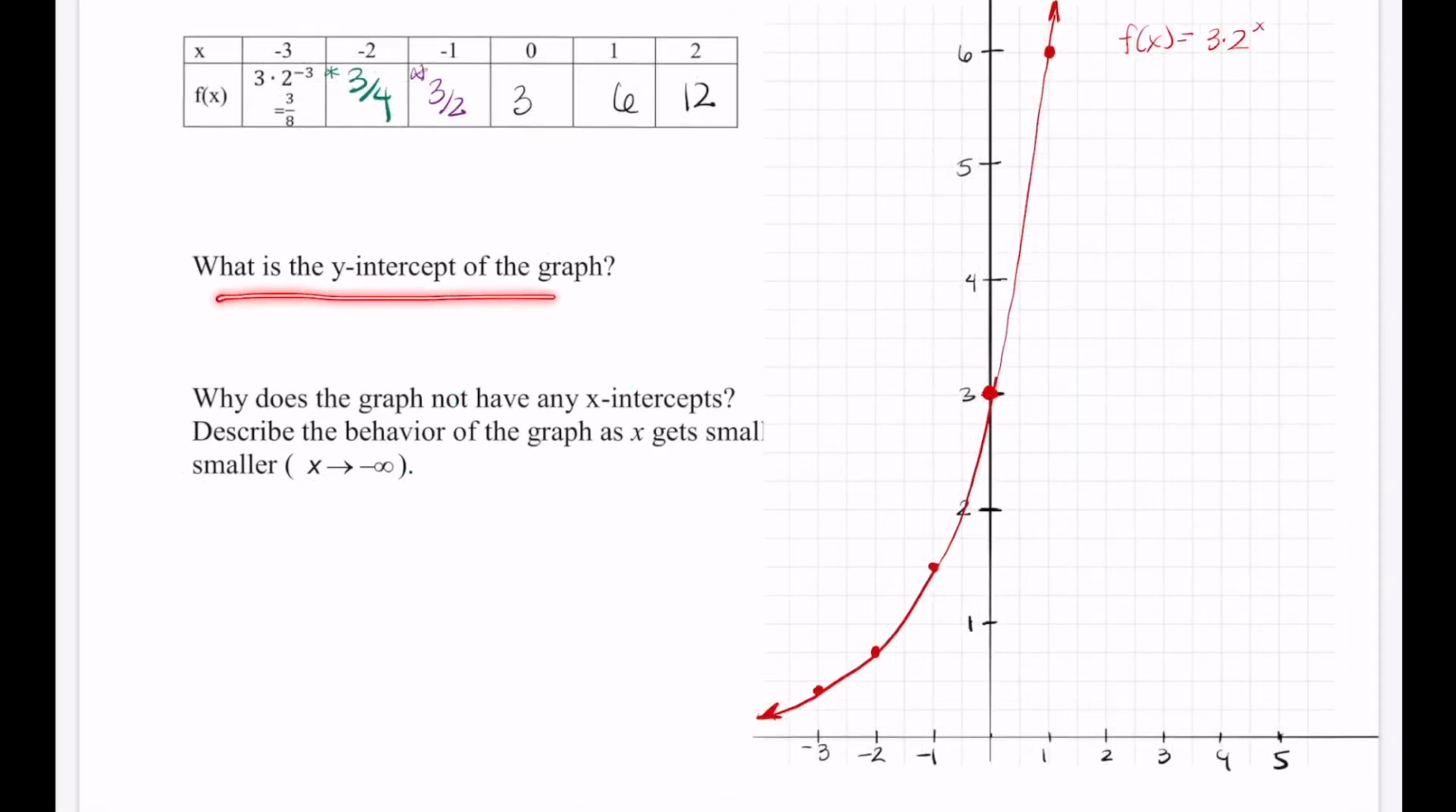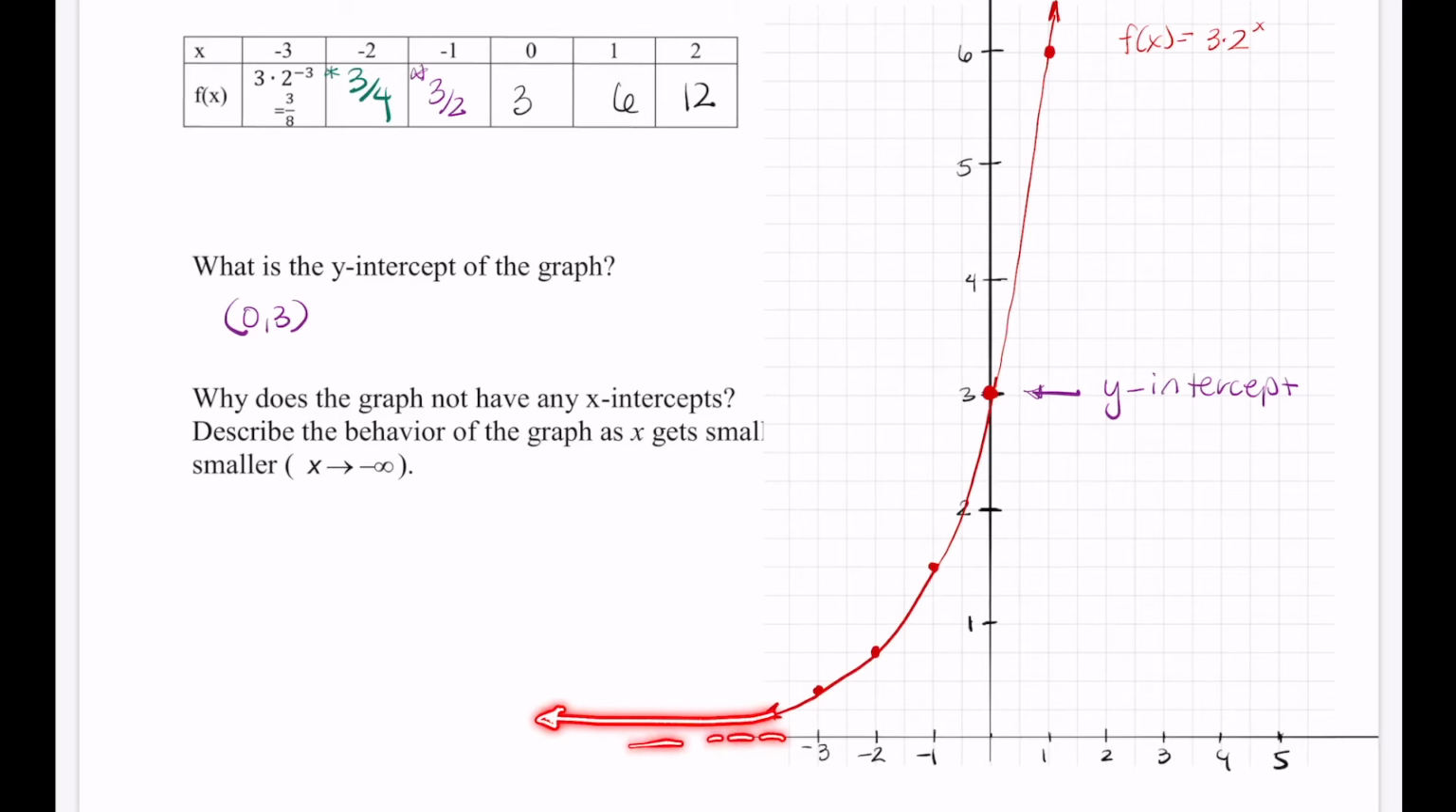Next, what is the y-intercept of the graph? Well, that y-intercept is right here. The y-intercept is at 0, 3. Now, why does this graph not have any x-intercepts? And we'll get back to this second question. So this is assuming that you can tell this graph has this kind of behavior. That is, it gets closer and closer to the x-axis without ever crossing.